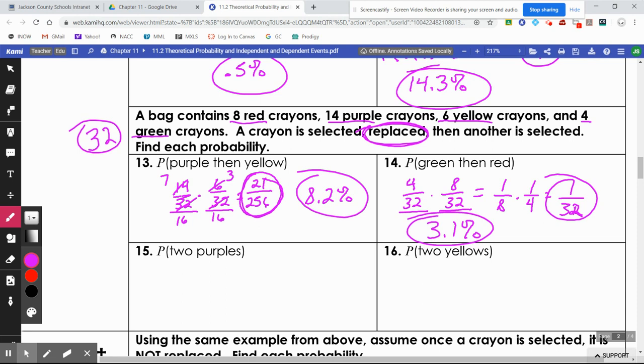Probability of 2 purples, again, 2 events. Probability of the first purple would be a 14 out of 32.